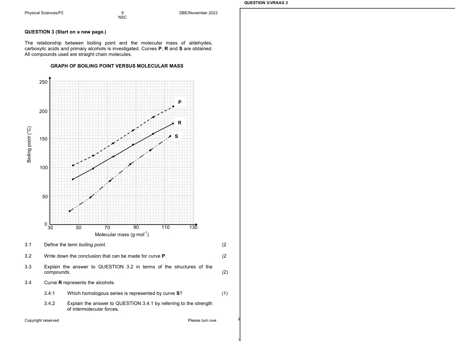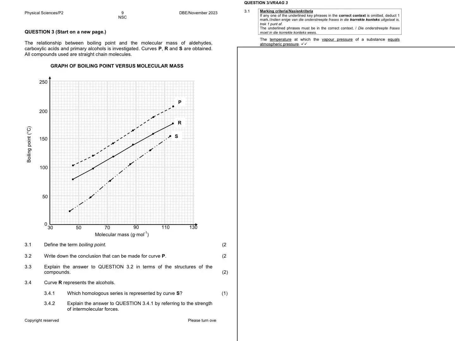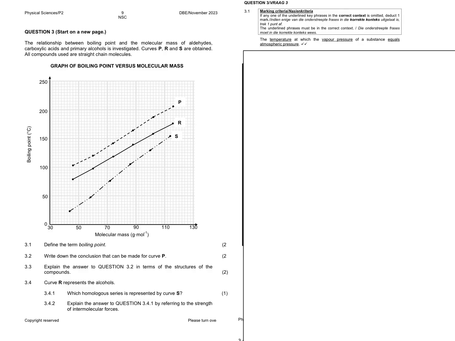The boiling point. This one is a bit of a ragey definition. It's not a point. The boiling point is not a point. The boiling point of water is 100 degrees Celsius. That is not a point. It's not a coordinate. The boiling point is not a point. It is a temperature at which the vapor pressure is equal to the atmospheric pressure.